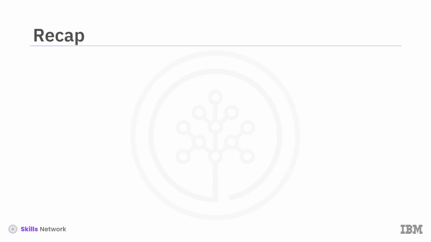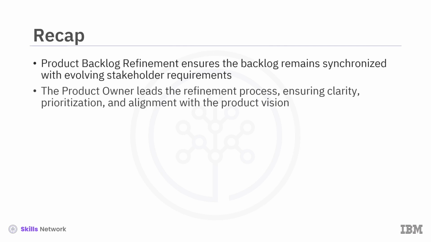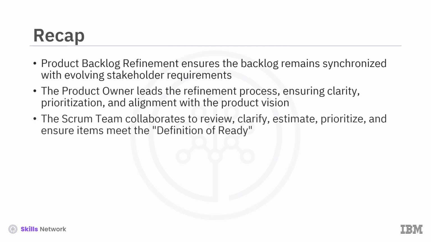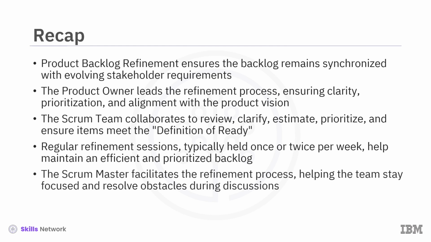In this video, you learned that product backlog refinement ensures the backlog remains synchronized with evolving stakeholder requirements. The product owner leads the refinement process, ensuring clarity, prioritization, and alignment with the product vision. The Scrum team collaborates to review, clarify, estimate, prioritize, and ensure items meet the definition of ready. Regular refinement sessions, typically held once or twice per week, help maintain an efficient and prioritized backlog. The Scrum Master facilitates the refinement process, helping the team stay focused and resolve obstacles during discussions.